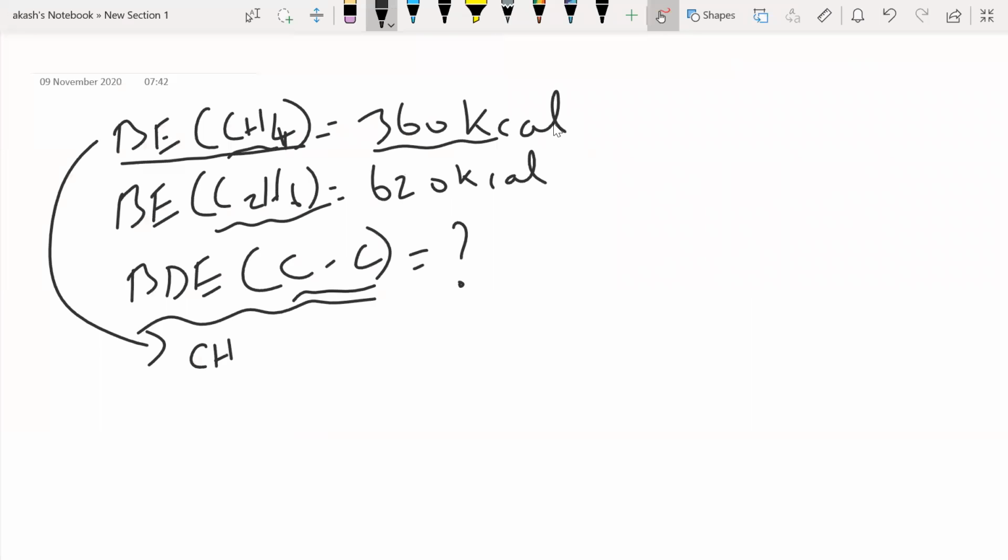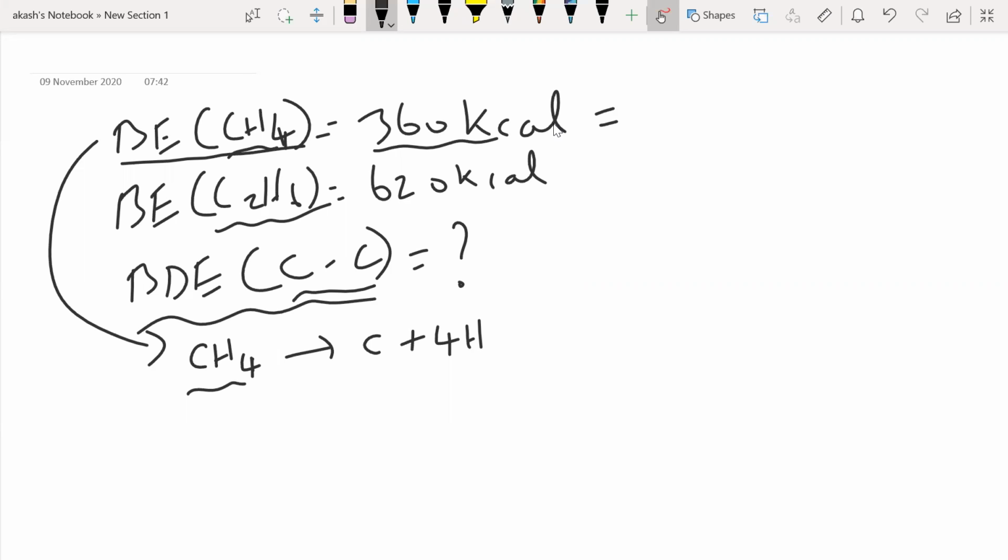So I have CH4 gives. So this is my molecular form. I have to convert it into atoms. So 1 carbon atom and 4 hydrogen atoms. Yes. Okay. Very good. But this is not going to help us. The equation is not going to help us here because we are going to deal with it in terms of bond dissociation energies.